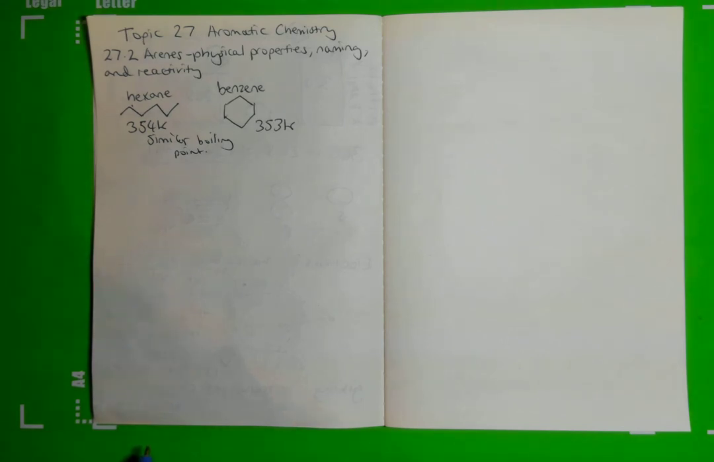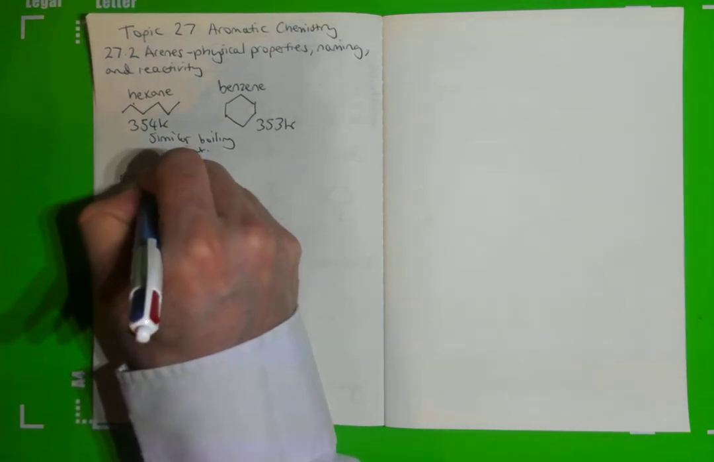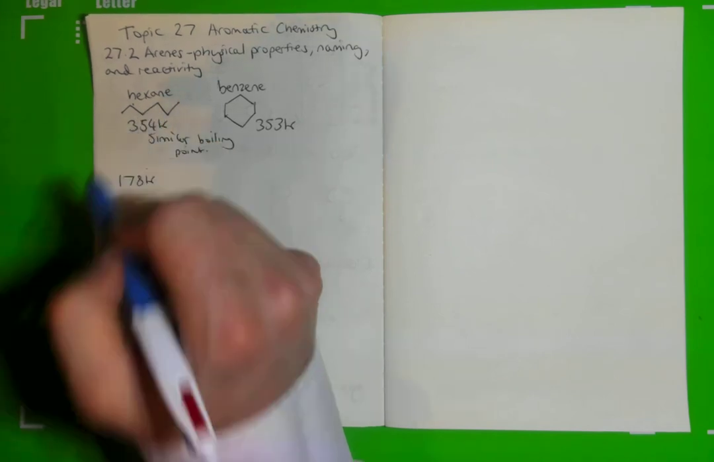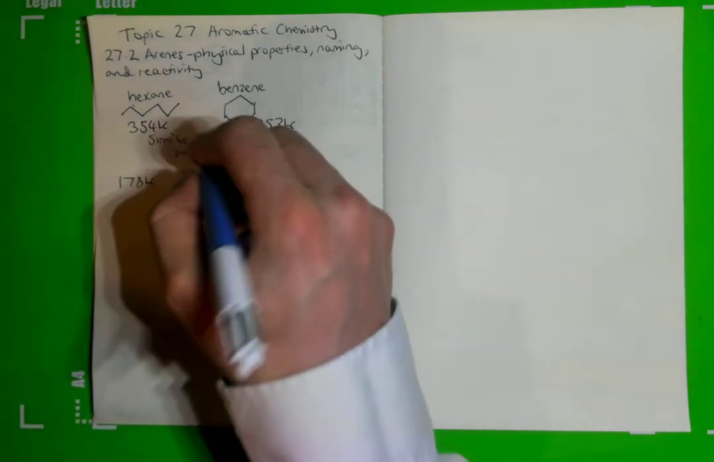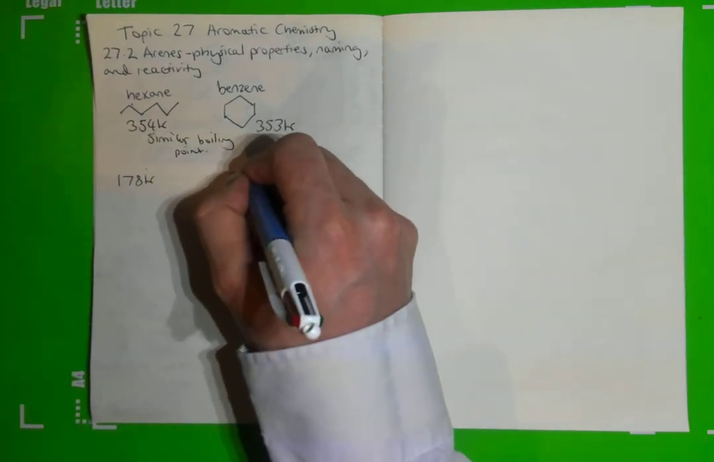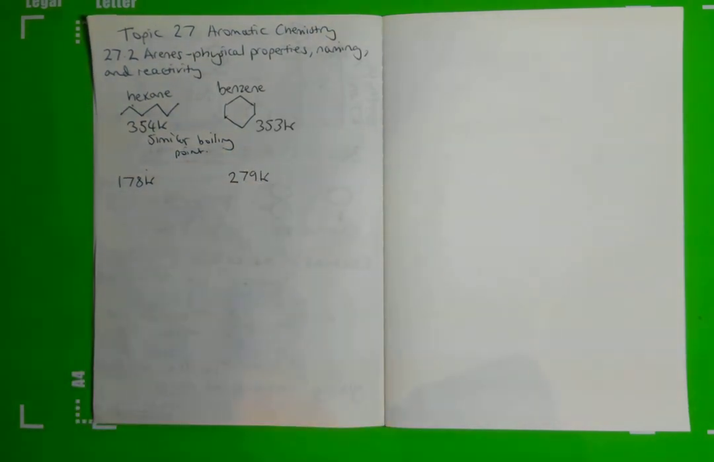However, when we look at the melting point, what we find is that hexane is only 178 Kelvin and benzene is much higher than that. Let's look at why that is.